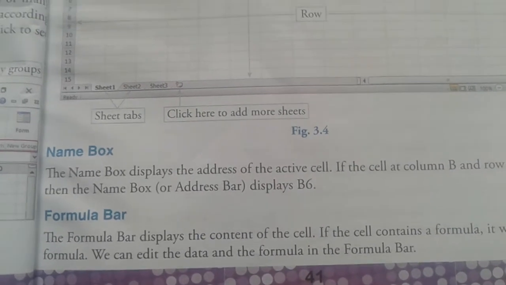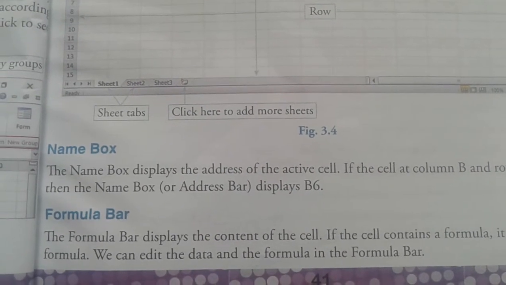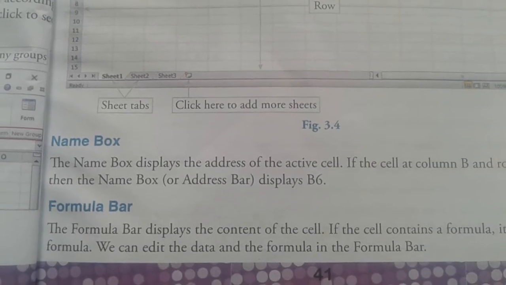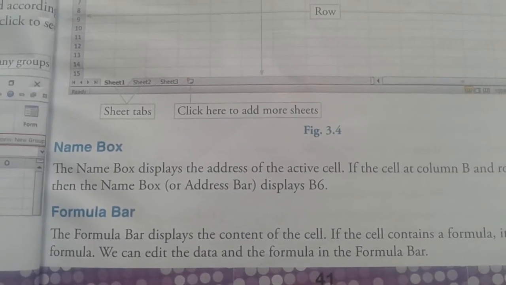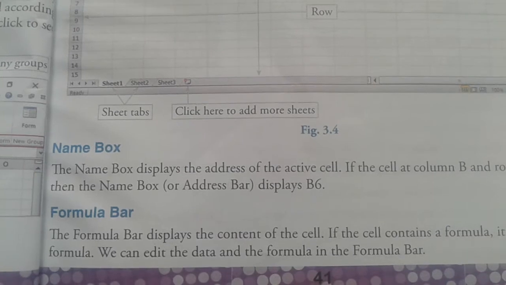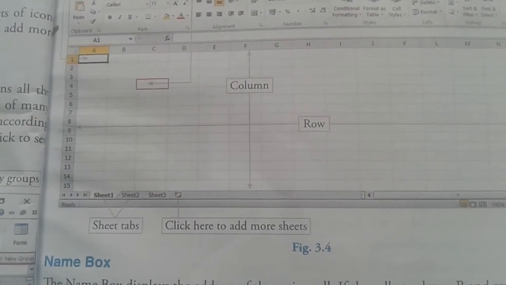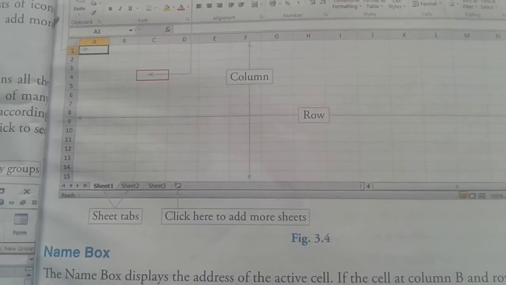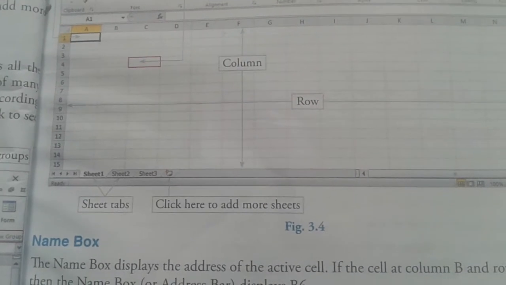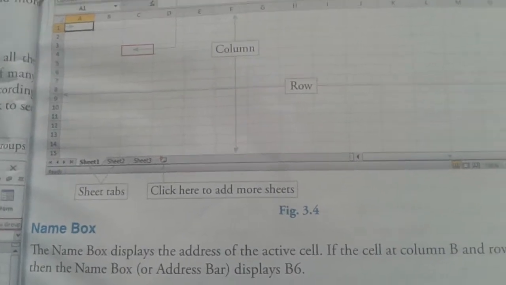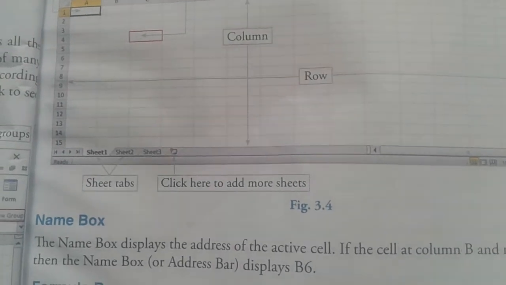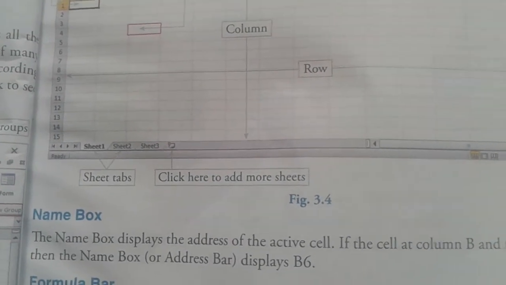And what is formula bar? The formula bar displays the content of the cell. If the cell contains a formula, it will display the formula. We can edit the data and formula in the formula bar. If you want to change the formula in the formula bar, we can do it. Edit means if you want to make some changes to it.